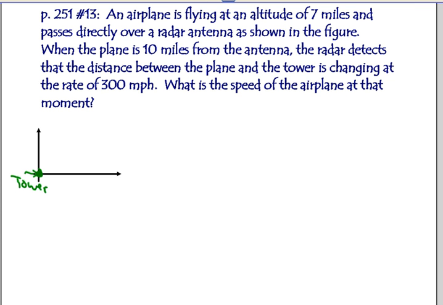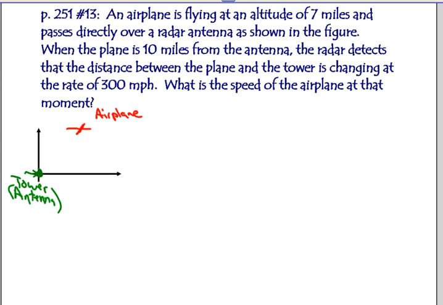Okay, one thing just to clarify, this is our antenna or our tower. They call it two different things, but certainly I typed it as two different things. Our antenna, our tower is right here. We have an airplane. It flew over the tower. Now they're talking about it 10 miles beyond the antenna. So somewhere over here, we're just going to call that the airplane.